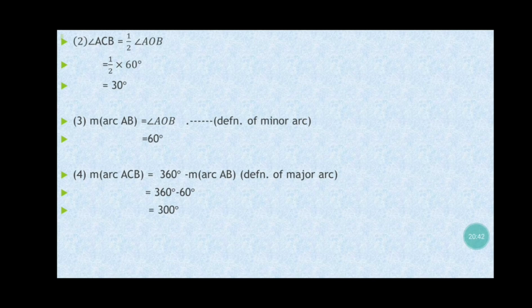Very first one, that was measure of angle AOB, that is equal to 60 degrees. Then angle ACB is half of measure of angle AOB. So it is equal to half of 60, equal to 30 degrees. Then measure of arc AB is equal to measure of angle AOB, definition of minor arc, that is equal to 60 degrees. Then measure of arc ACB is equal to 360 minus measure of arc AB, that is 360 minus 60, that is equal to 300.